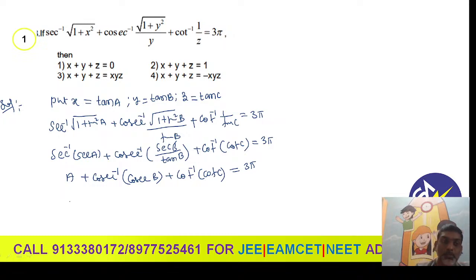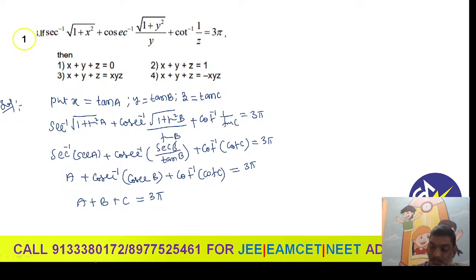Now a plus b plus, and here cot inverse of cot c means it is c, which is equal to 3 pi. a plus b plus c is equal to 3 pi. So if a plus b plus c is equal to 3 pi, then what do you get? a plus b plus c is equal to 3 pi we are getting.